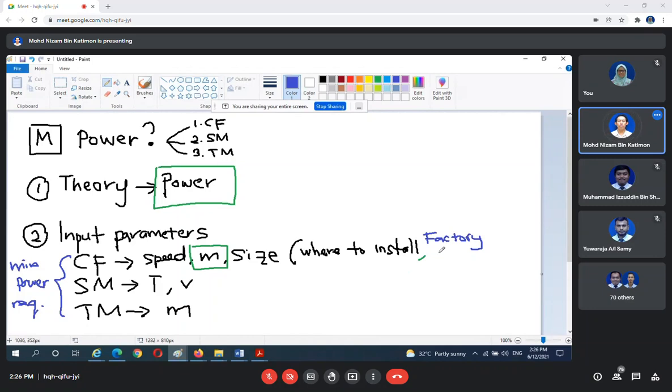Factory, maybe another example, maybe you want to install it in the mosque, and then maybe a school hall. You imagine where to install. That's your group. All right.